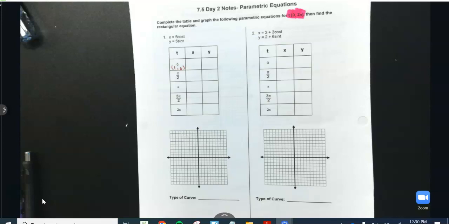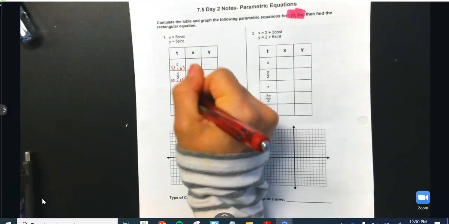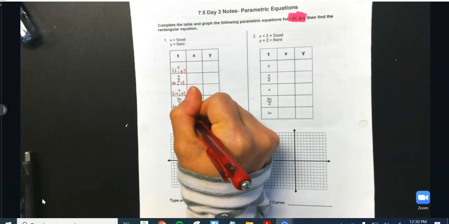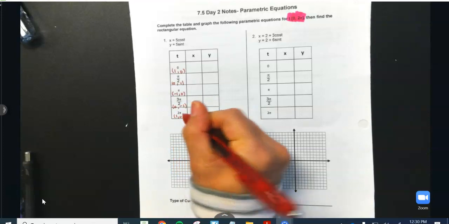All right, so the right side of the unit circle is 1, 0. The top of the unit circle is 0, 1. The left side is -1, 0. The bottom is 0, -1. And then 2 pi takes us right back to the beginning at 1, 0.